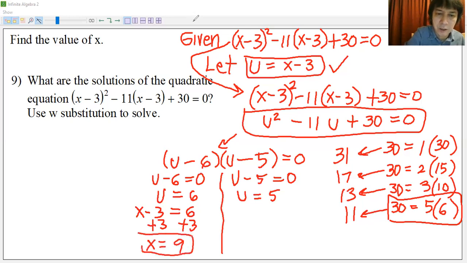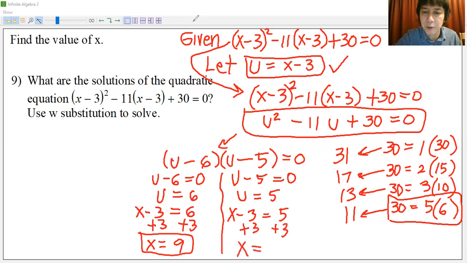How about the u equals 5? We shall replace u again with our x minus 3. So there is x minus 3 equals 5. And then we shall add 3 and add 3. Our x happens to be positive 8. This must be the answers. Our x is 8, and the other value is x equals 9.